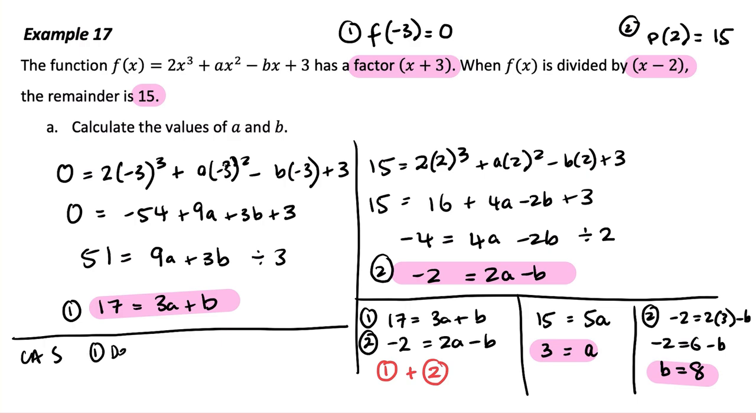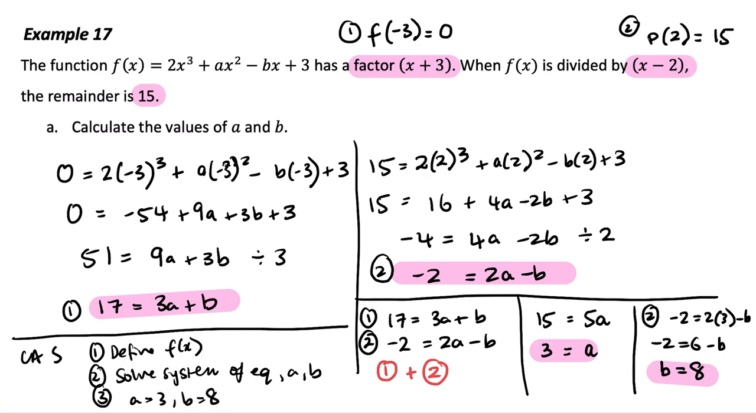On the CAS, the first thing I would do is define the function itself. Make sure you put a times in between everything. We will then solve the system of equations, and our two unknowns are a and b. All you have to do is substitute in: f1 of -3 equals 0, and f1 of 2 is equal to 15. Then once you get it, you should get your two answers of a equals 3 and b is equal to 8. So practice that on your CAS as well.